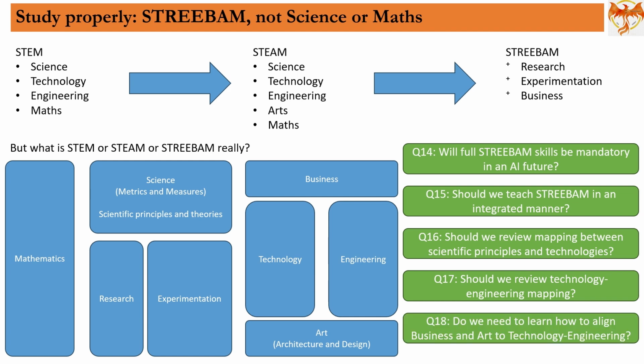And of course, how do we learn to align business and art to technology engineering? Is there a better structure we can have to align businesses, the structure of business and the structure of art, to technology and engineering? So do think about these questions and post your responses in the comments below.